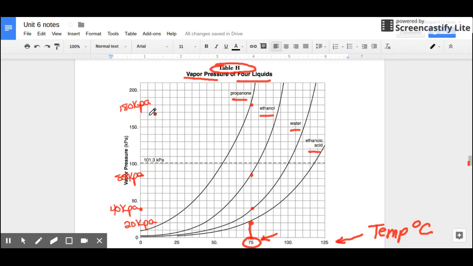So which one is going to evaporate the easiest? Propanone, because it has the highest vapor pressure. The more vapor pressure you have, the more molecules you have in that space above the liquid.